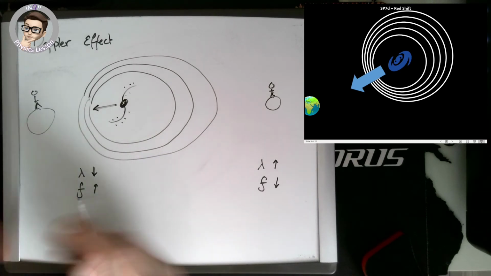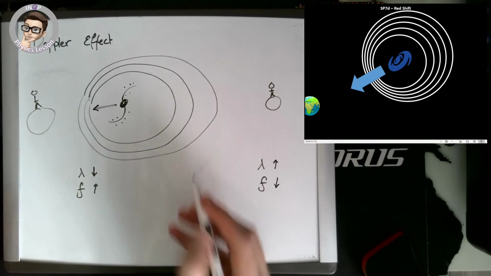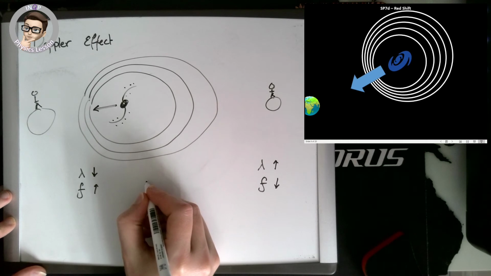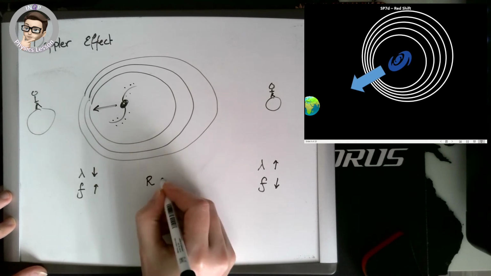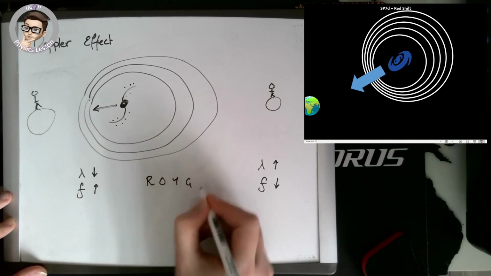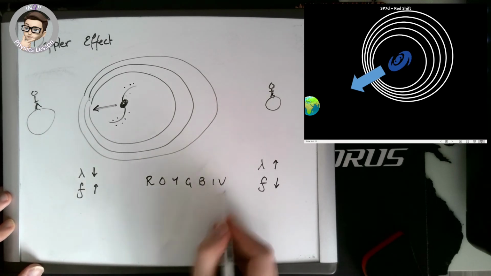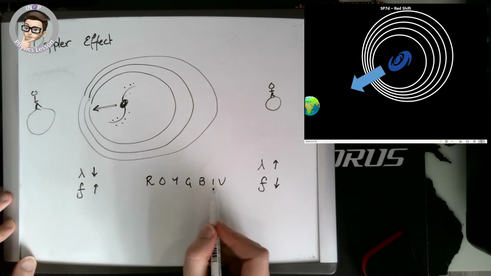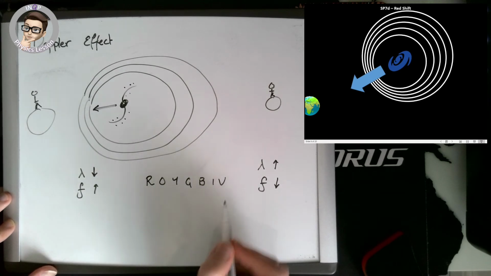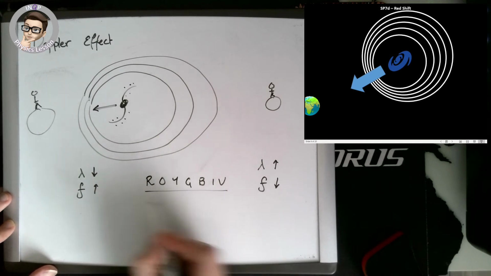Well, if we go back to the electromagnetic spectrum, we can remember that Richard of York gave battle in vain, or run over your granny because it's violent. We've got the order of the visible part of the electromagnetic spectrum, and we'll deal with the visible part for the moment.